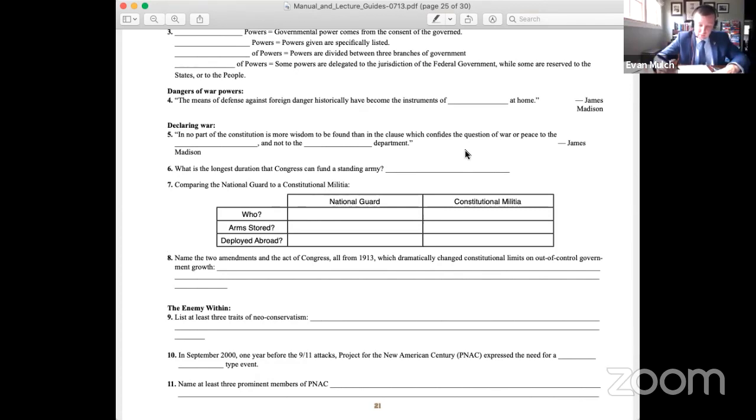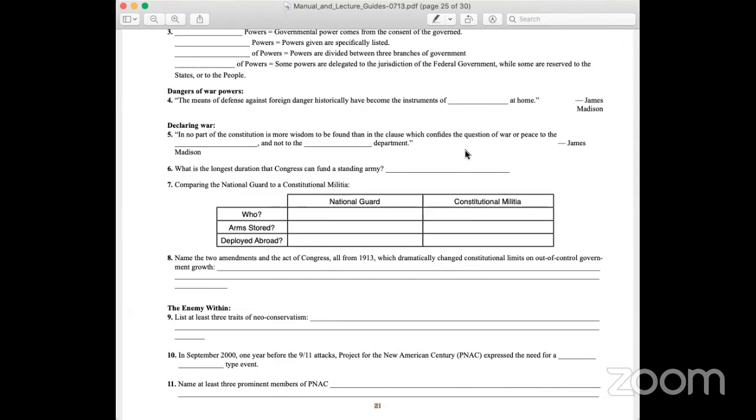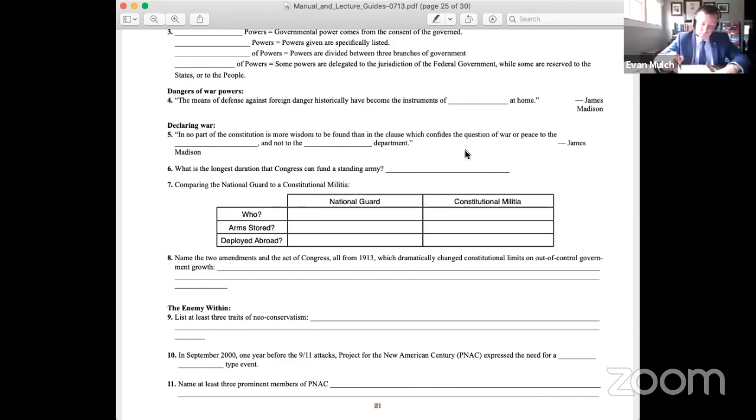And anyways, the constitutional militia, who can join that? Oh, that's anybody. That's us, the citizens. Anybody who's able. And where are the arms stored?